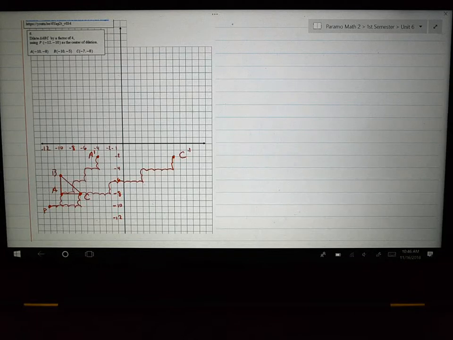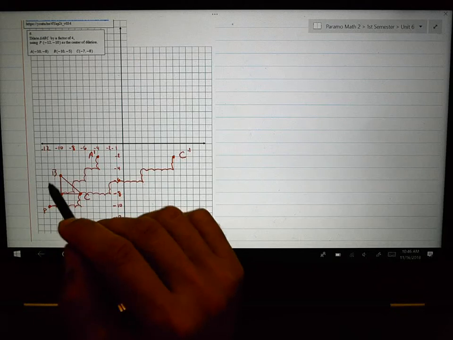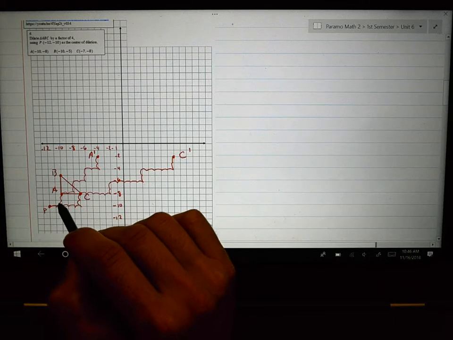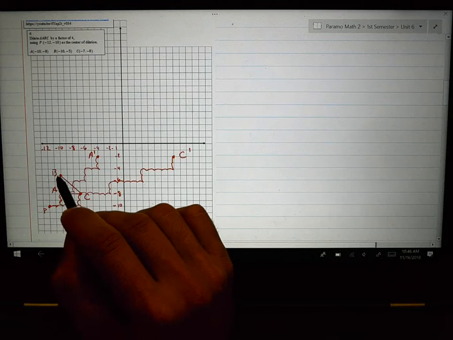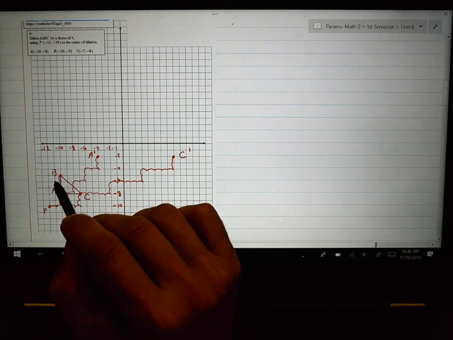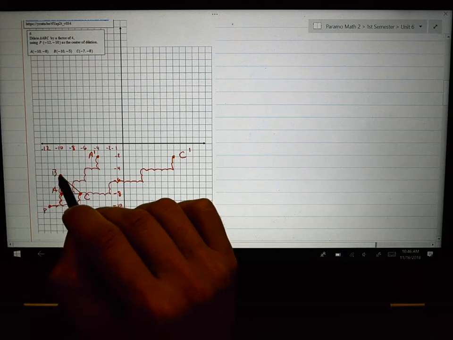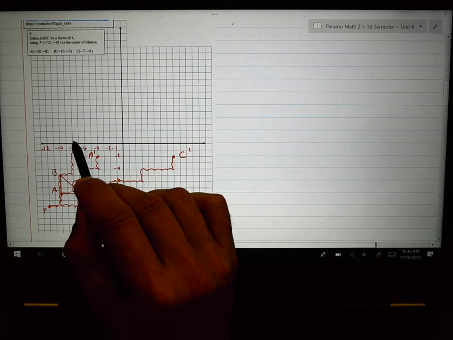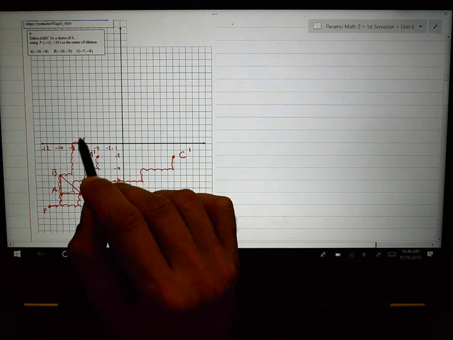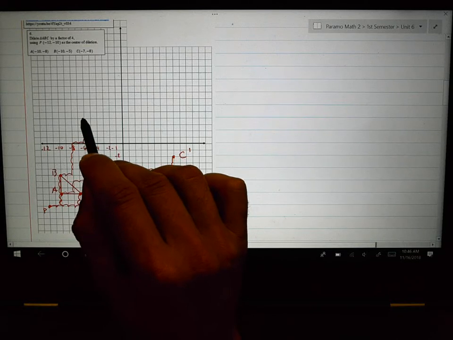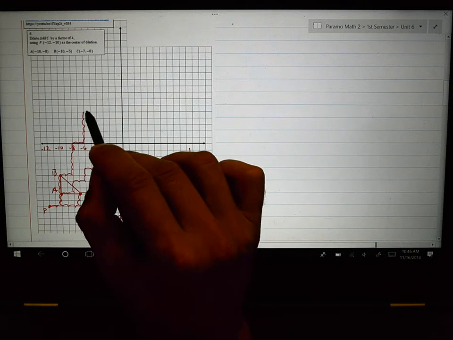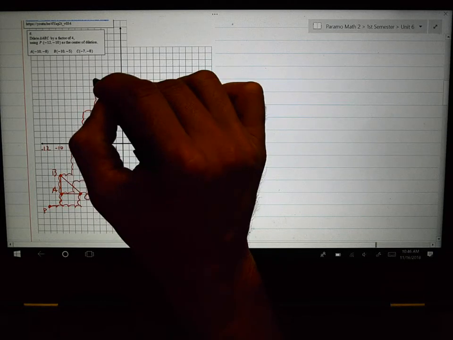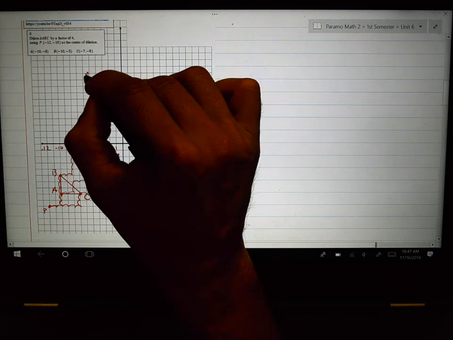And the last point is B. From the center point, I go 2 to the right and up 1, 2, 3, 4, 5. So I'm going to do that 4 different times. I've already gone once. 2 to the right, 1, 2, 3, 4, 5. And 2 to the right, 1, 2, 3, 4, 5. And one more time. 2 to the right, 1, 2, 3, 4, 5. This is where my new B prime is.